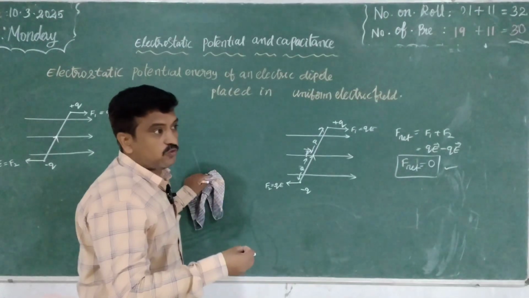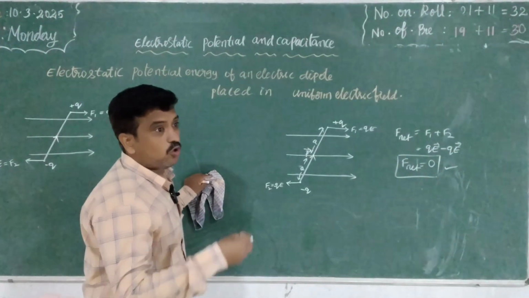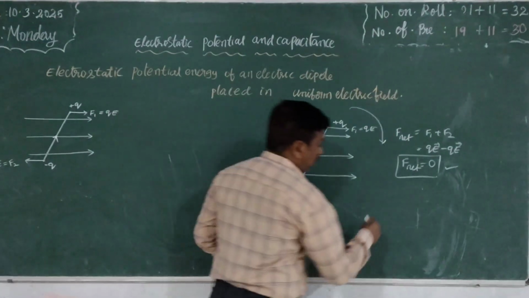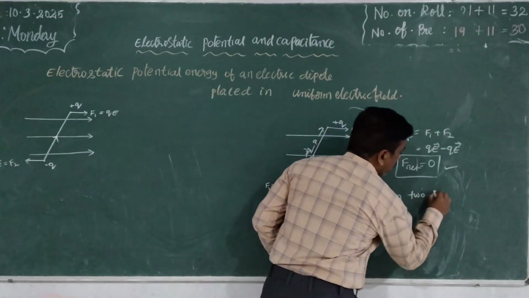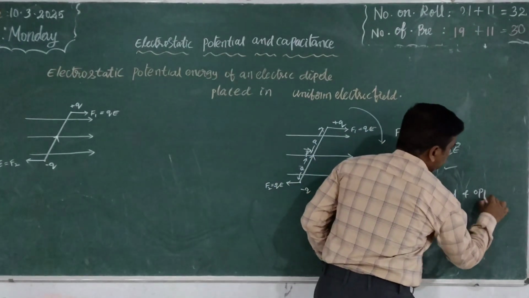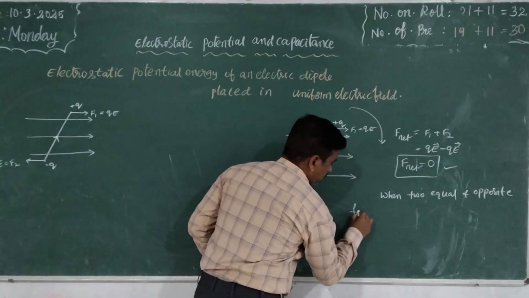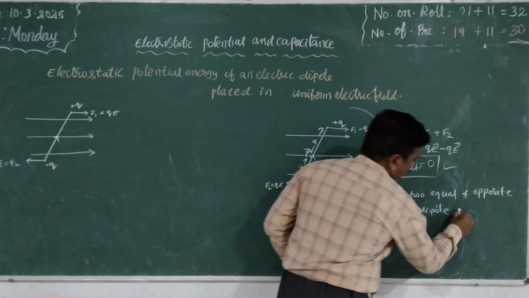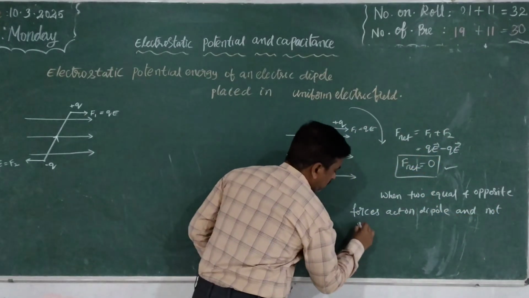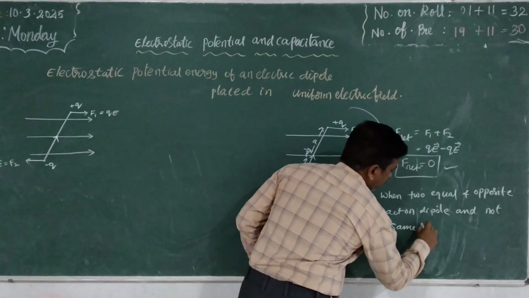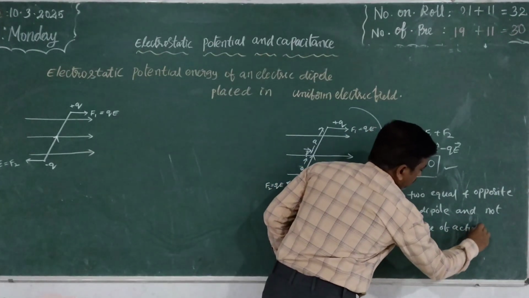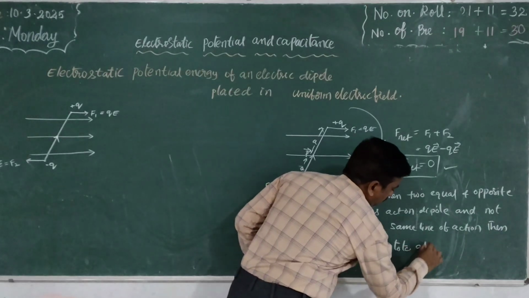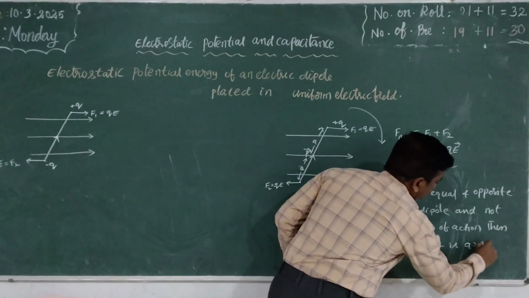Two equal and opposite forces which are not in the same line of action, then a torque is acting on the electric dipole. It rotates about its axis. So when two equal and opposite forces act on the dipole and are not in the same line of action, then it rotates about its axis of rotation.